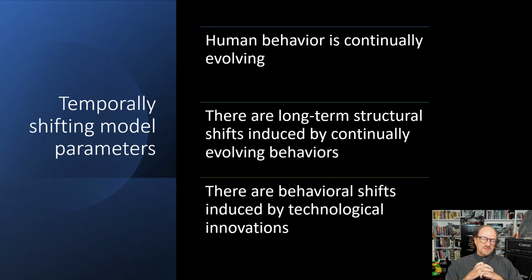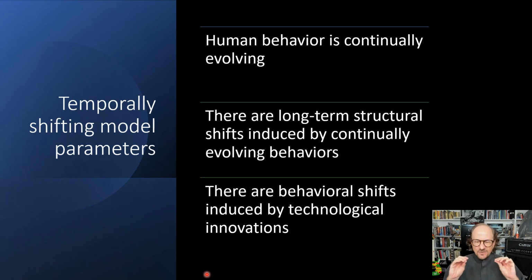So now let's move on to temporally shifting model parameters. The issue here is that human behavior is continually evolving. And this human behavior continually evolves for many reasons. There's just natural evolution with new technologies being introduced, not just in transportation, but societal effects and so on. And you can even view the pandemic as an evolution of human behavior.